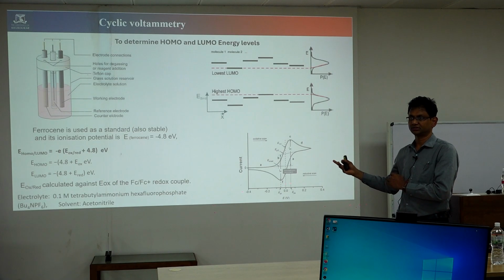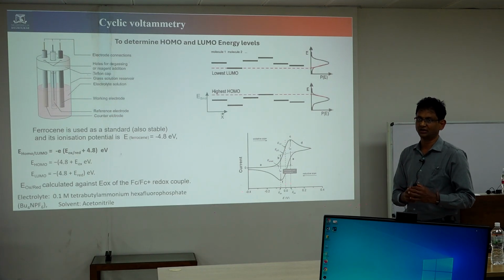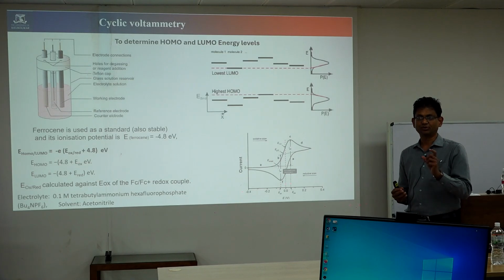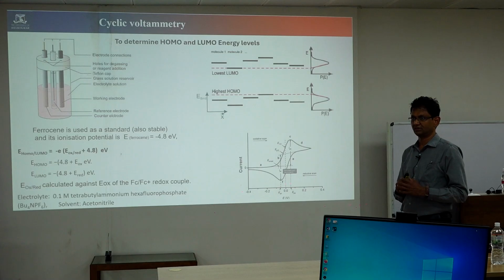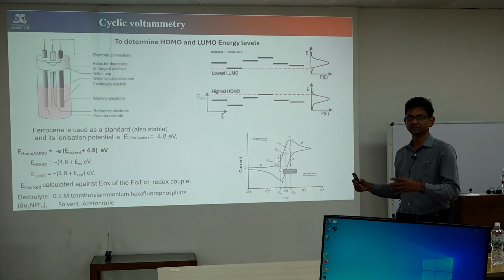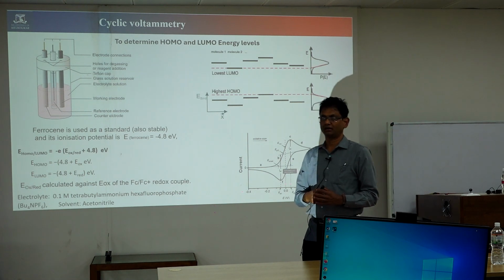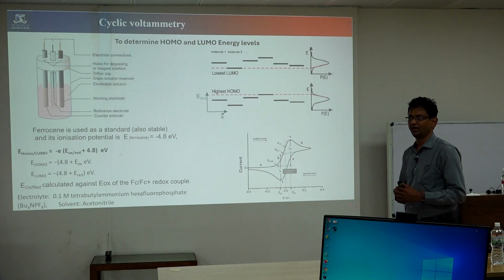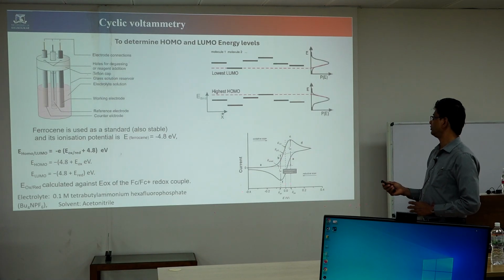This is an easy process, but the exact way of determining HOMO and LUMO is UPS, ultraviolet photoelectron spectroscopy. That gives the exact value, but the instrument is not available everywhere and is very expensive. UPS is always handled by physicists, experienced people, and it is a high-cost instrument. So people prefer using this easier method, especially organic chemists who synthesize materials.